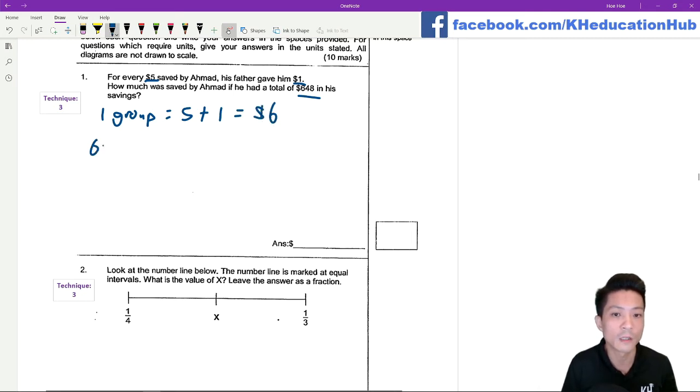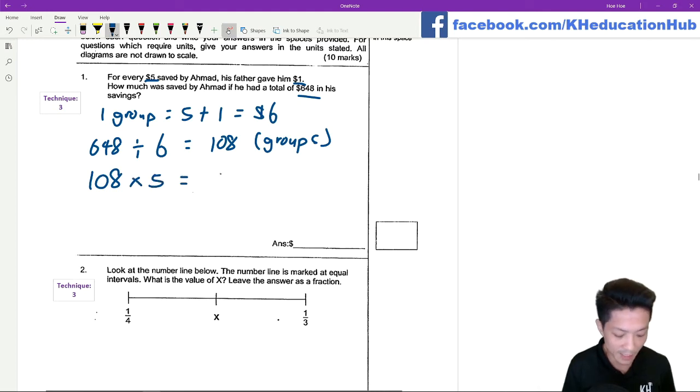Now you need to find out how many groups are there. 648 divided by 6 is 108 groups. Okay, they're asking for how much was saved by Ahmad. So remember, in each group there is $5 saved by him, which means that I need to multiply by 5. I will get $540.